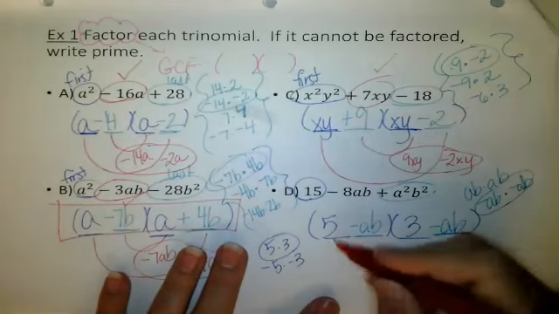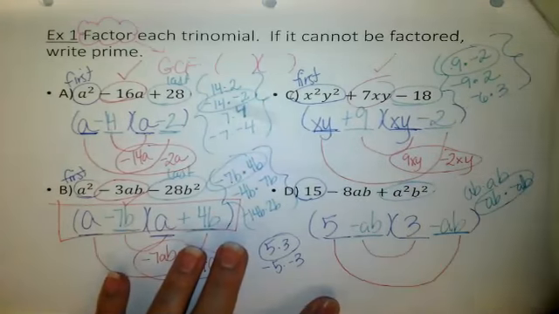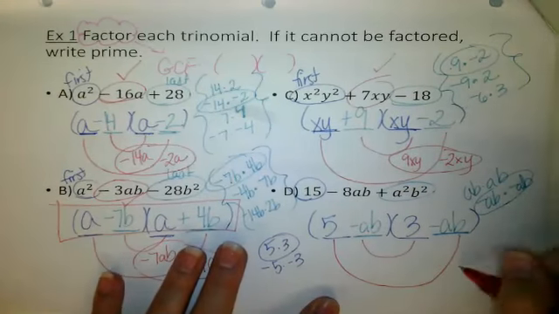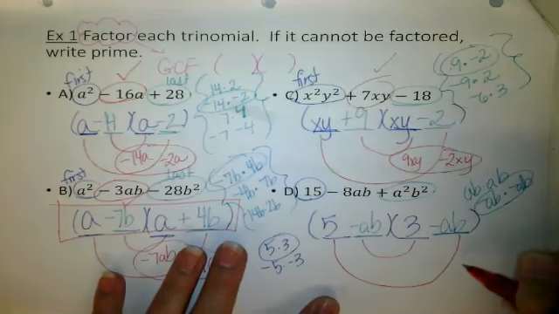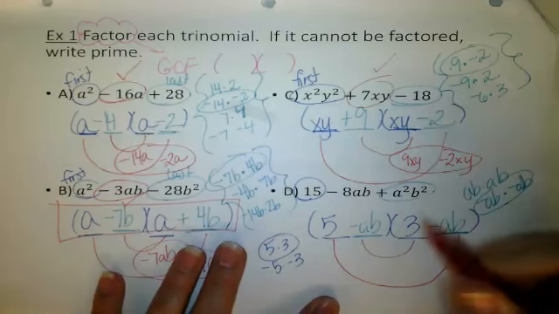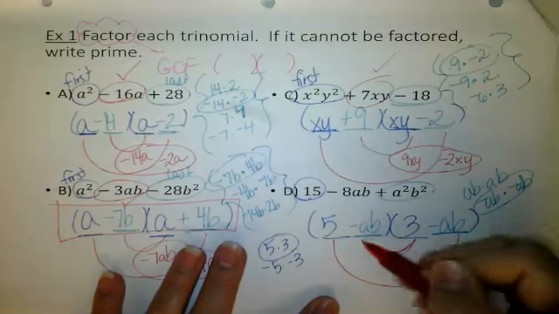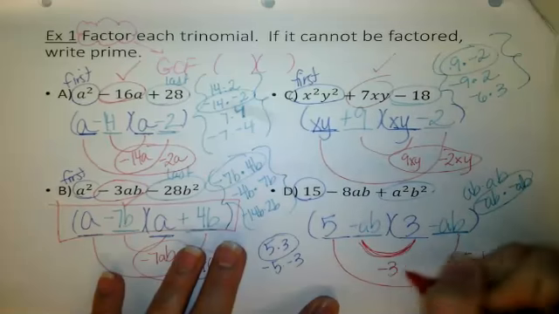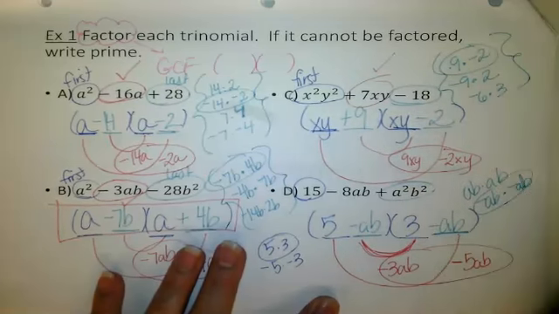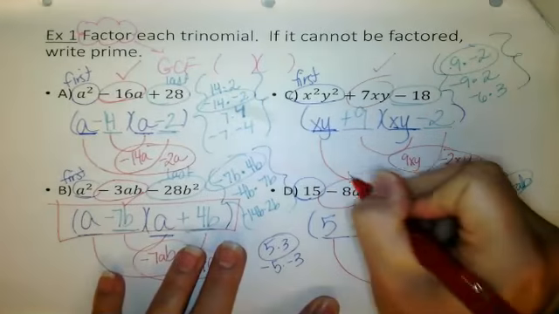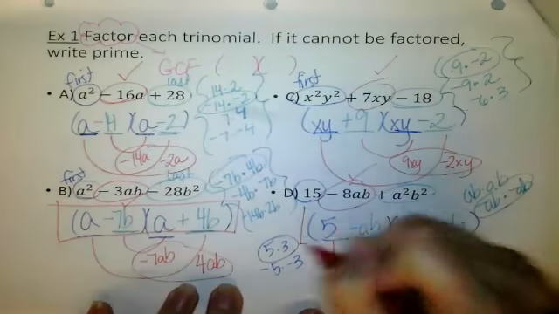Let's see if this works. I'm going to check my rainbow. 5 times negative AB is negative 5AB. What's negative AB times 3? Negative 3AB. And when we combine those, we get our negative 8AB. So we did it correctly.